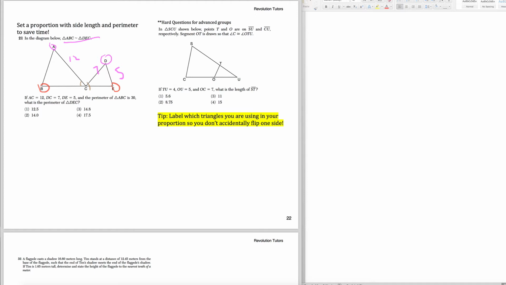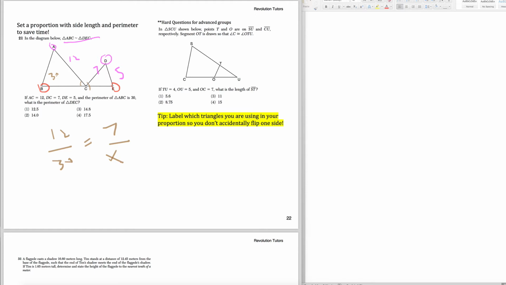Now, an easier thing to do anyway would be, they tell you that the perimeter of ABC is 30, so you could just say 12 is to 30 as 7 is to x, and then you get the perimeter.